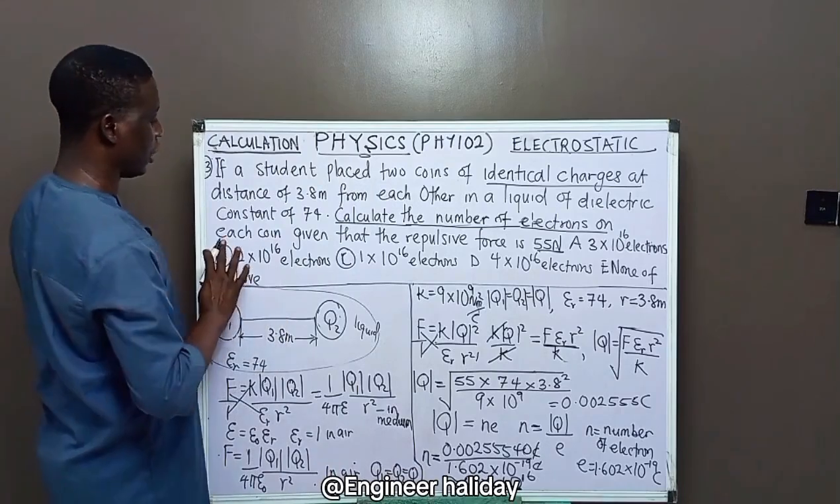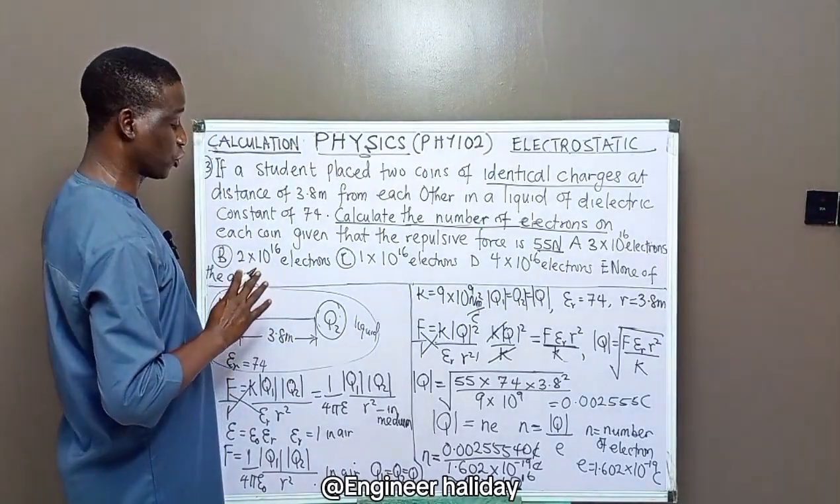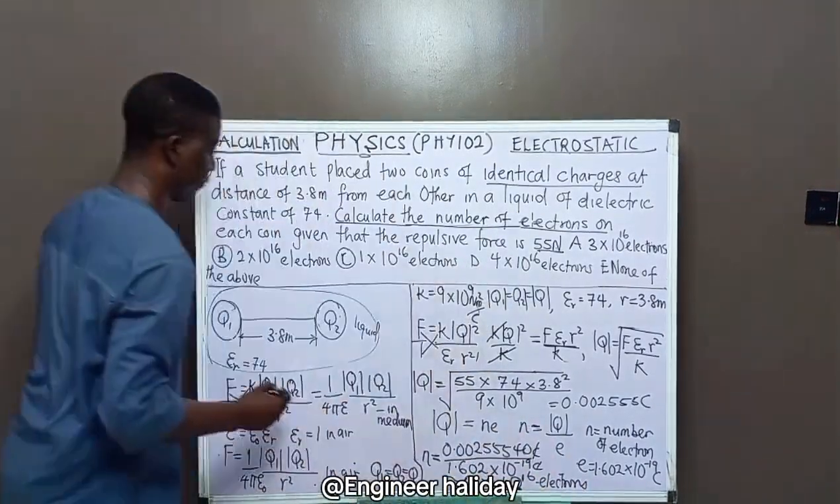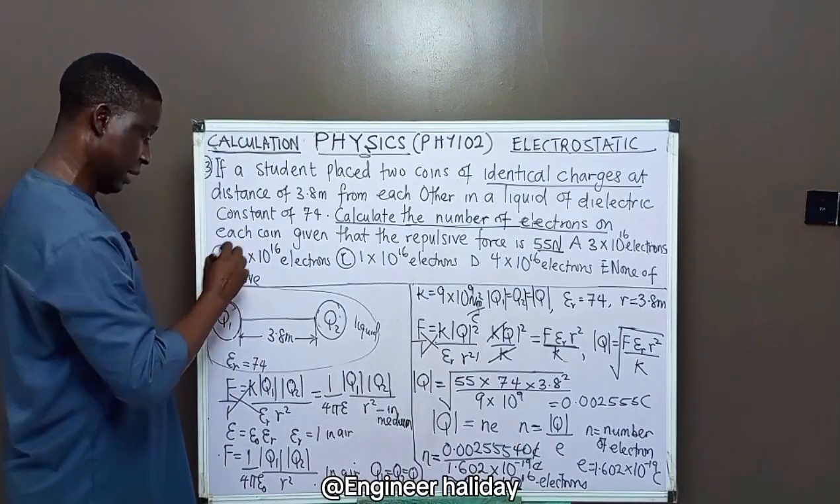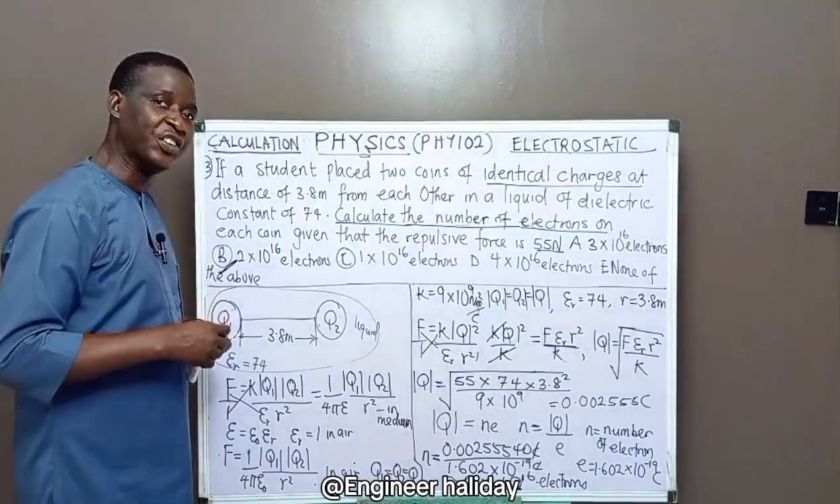So if you check option A, it does not go with it: 3 times 10 to the power 6 electrons. Don't forget, electrons will be added. B is 2 times 10 to the power 16 electrons. Yes, that is the answer. C is not the answer. D is not the answer. E is not the answer.